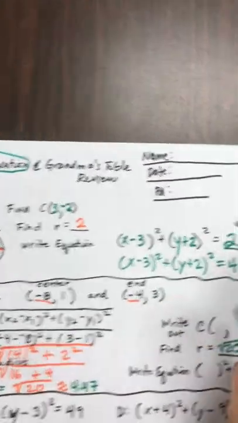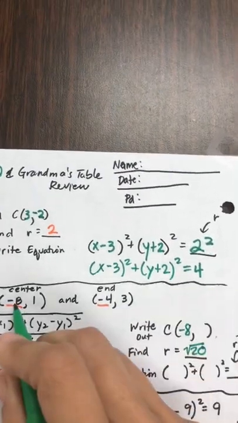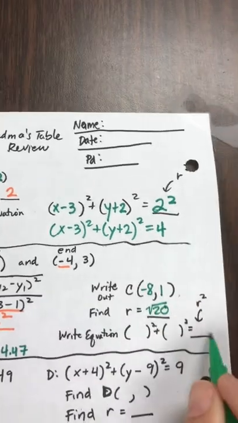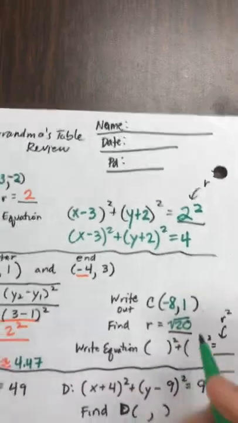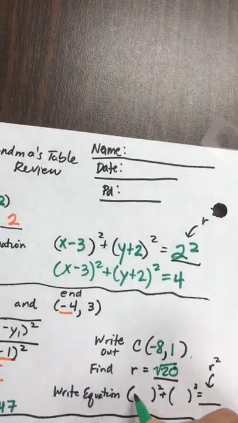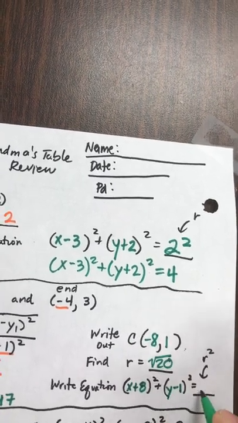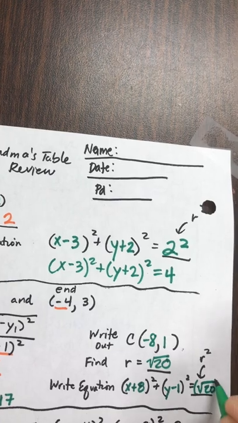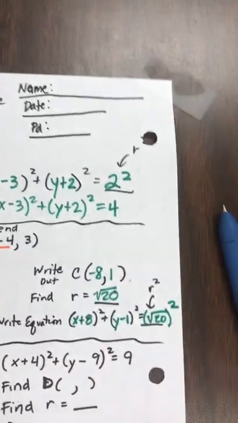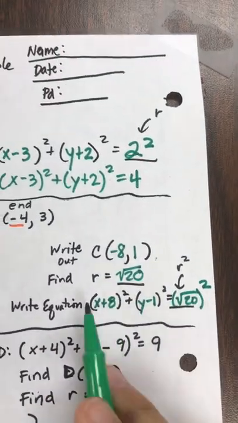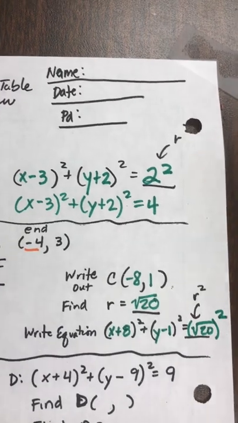My center, I just need to copy over here. So the center is -8, 1. Now I have all my ingredients to put my equation together. So I get (x plus 8), (y minus 1), square root of 20 is my radius, squared. Now to some that looks a little odd, but I would take that as an answer.